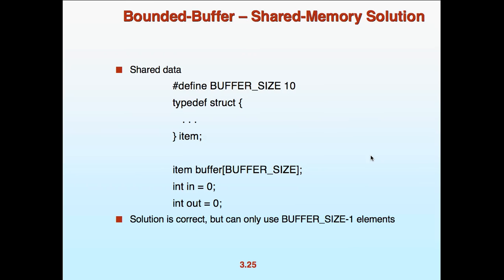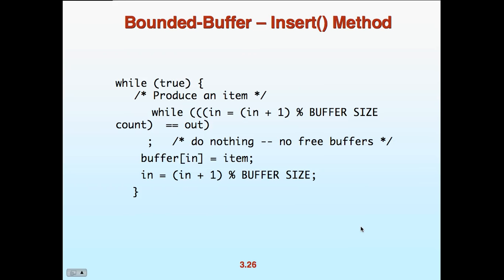So we have shared data in this particular example, and if we were to program it using C, actually, in here we have a define with a buffer size, where we have a shared memory solution with a bound buffer of 10 bytes. And the solution is correct, but we can only use buffer size minus 1 elements. So it's kind of slow. Load up 10 at a time, consume 10. Load up 10, consume 10. So you can make it bigger, optimize it a little bit.